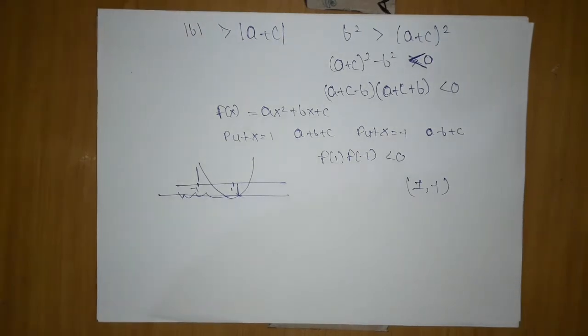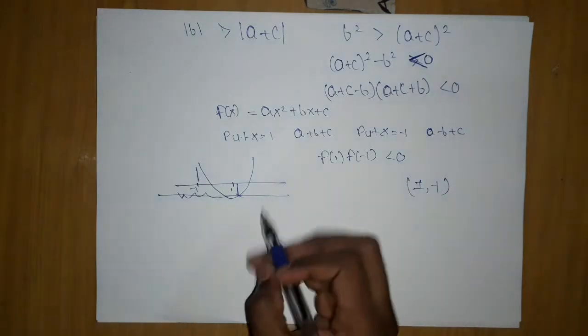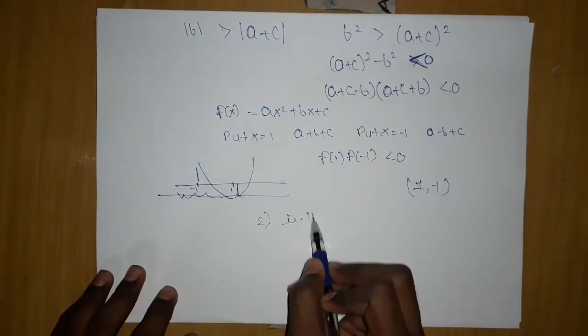Now let's see the options. One root of f of x equals 0 is positive, the other is negative: this is wrong, because we know there will be only one root, so there is no point in saying positive or negative. Second, exactly one root of f of x equals 0 lies in minus 1 to 1: this is the answer. One lies between the roots: that doesn't make sense. Both the roots are less than 1: no. The second is the answer. Let me write here, second is the answer.